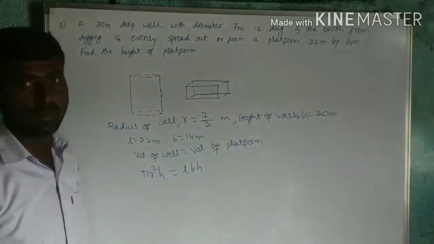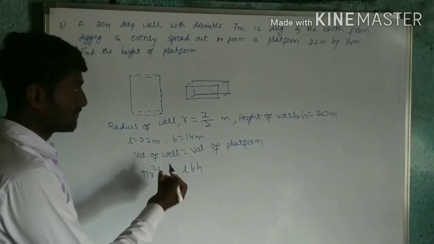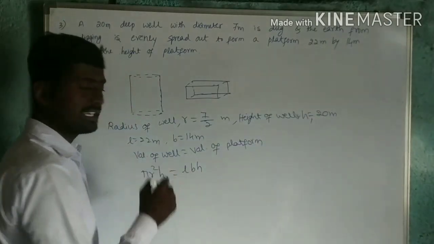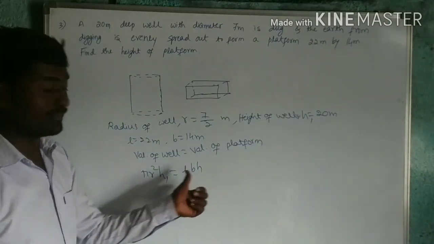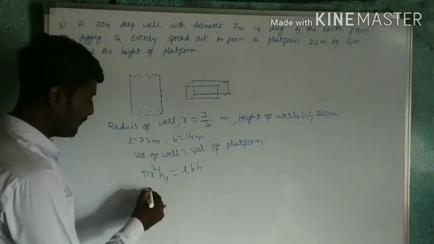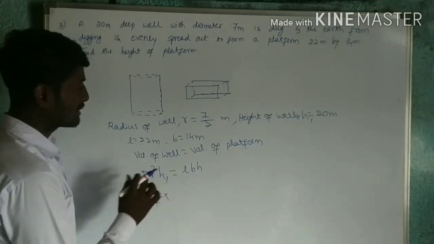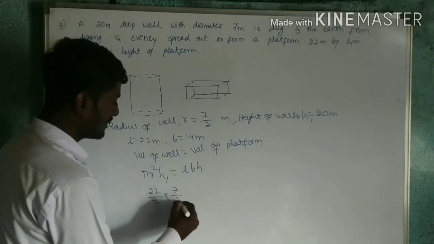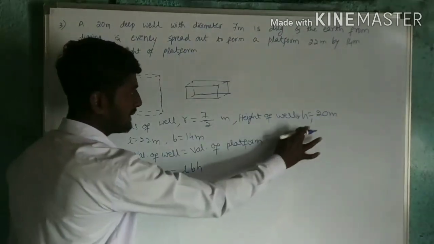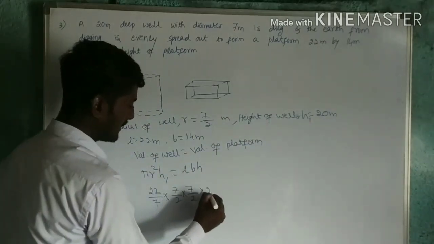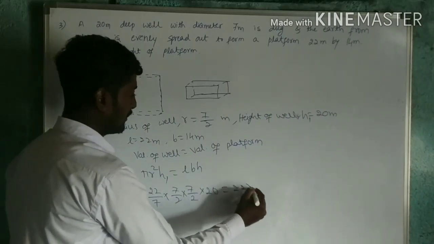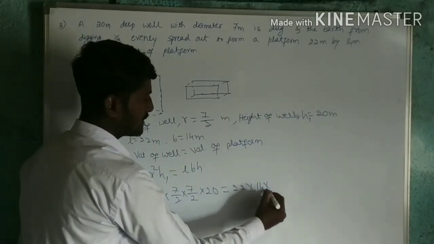The platform is in the shape of a cuboid. Let us substitute the values. But here H and H are the same, so I will take this as H1 and this as H. H means height of the platform and H1 means height of the well. Substitute the values. Pi value is 22 by 7. R square, R value is 7 by 2, 7 by 2 into 7 by 2. H1 value is 20, equal to L B H. L value is 22, B value is 14, and H we have to find.